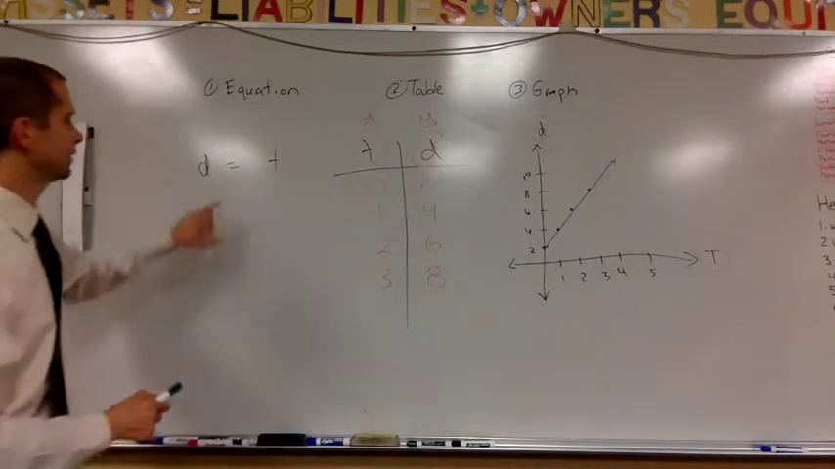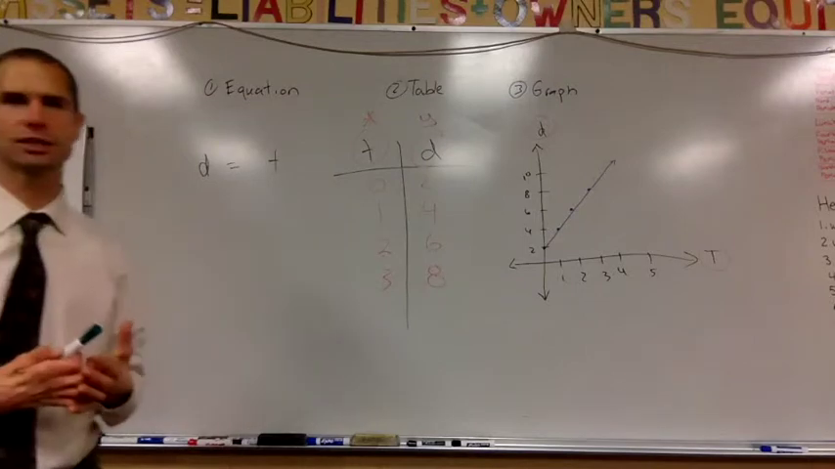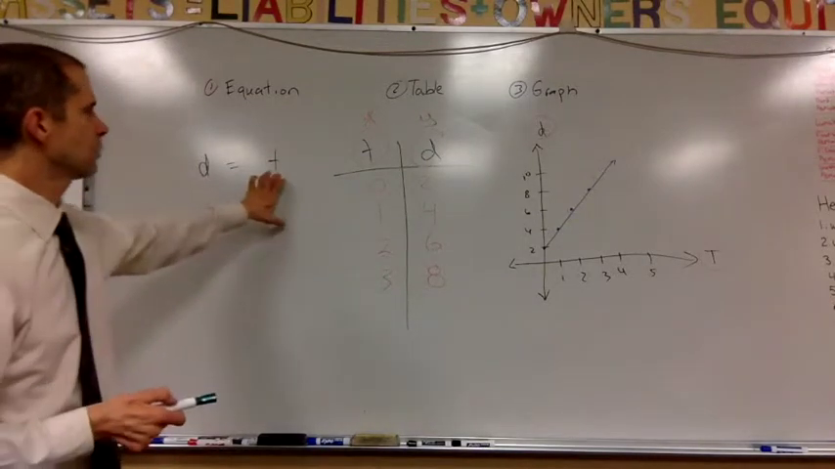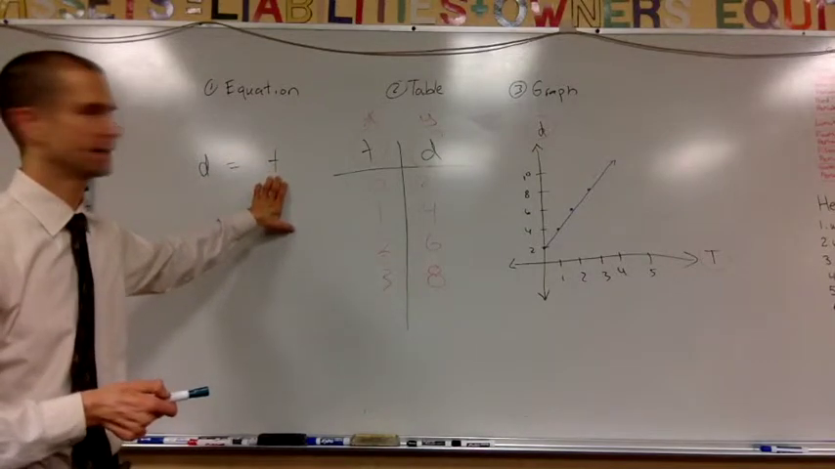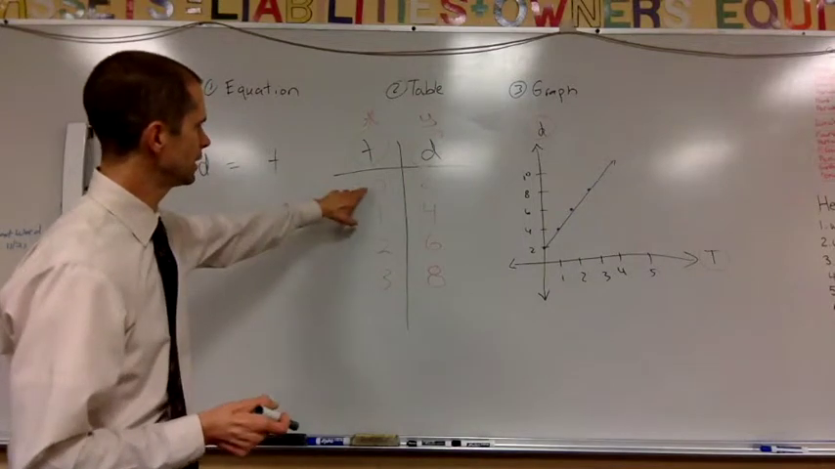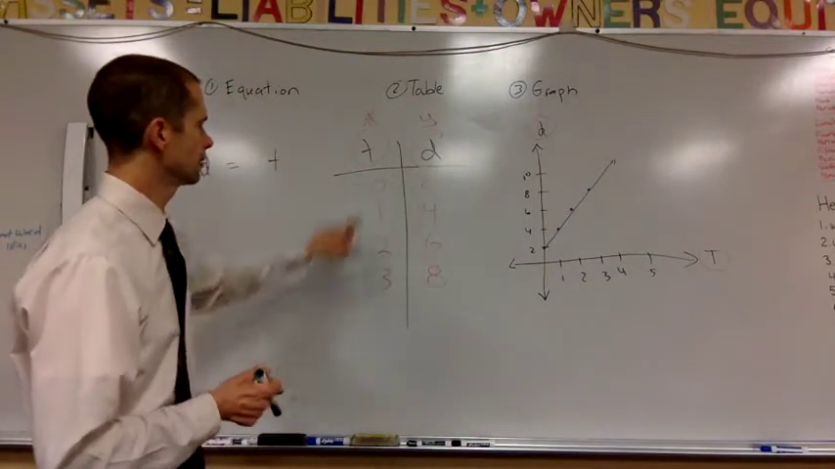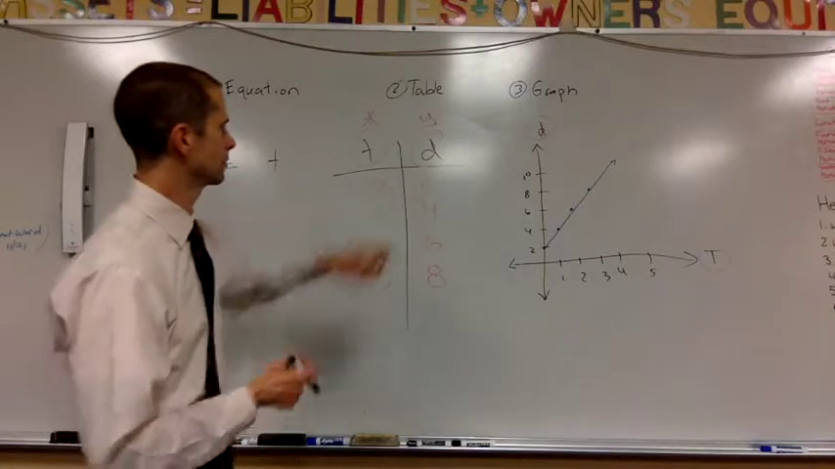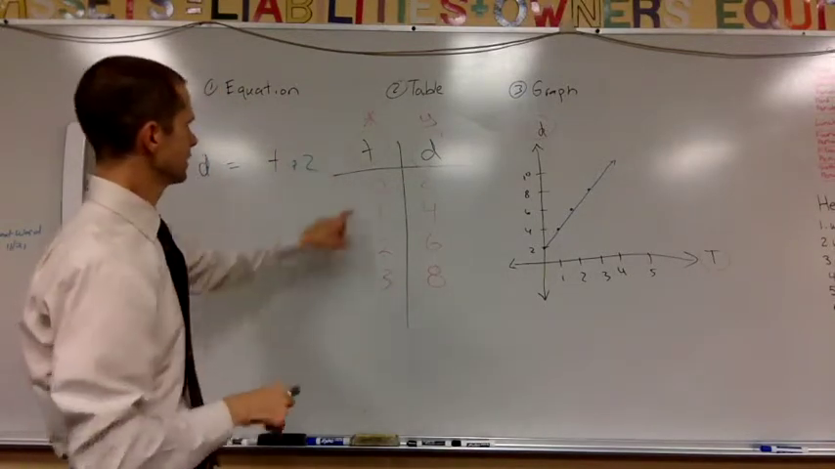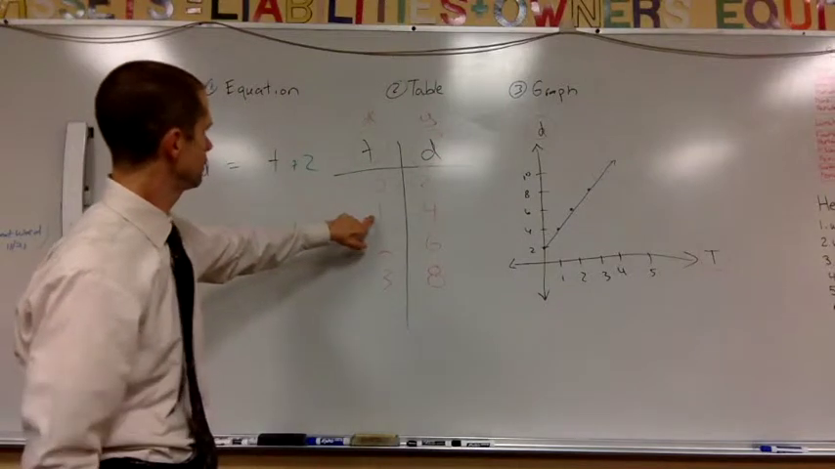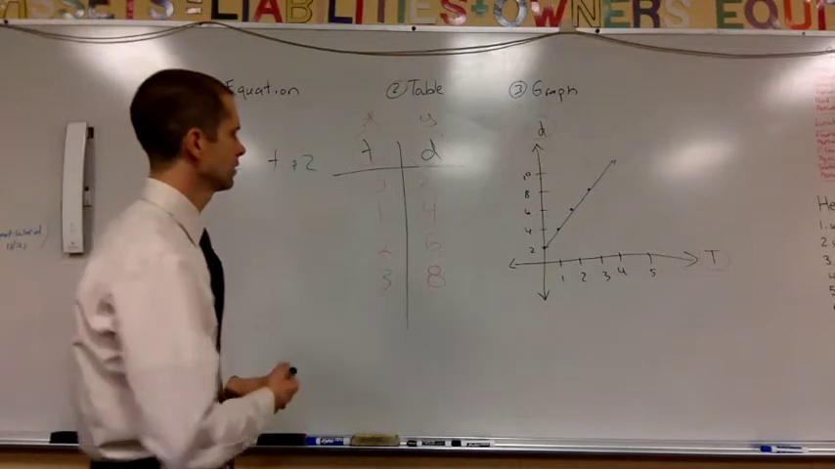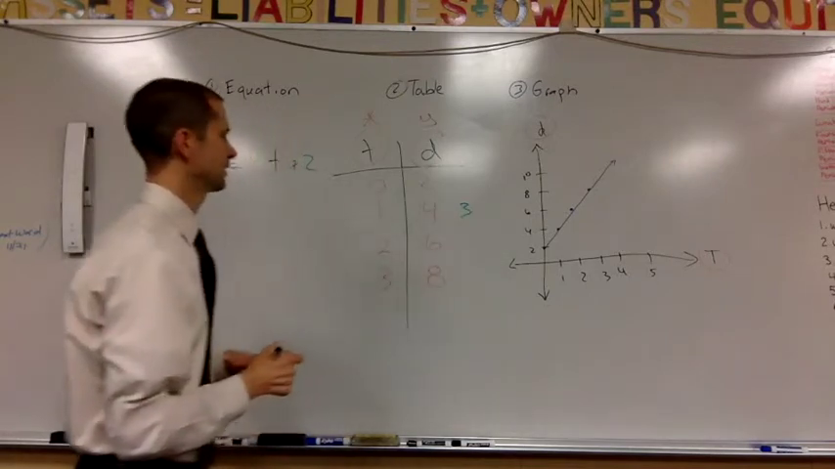Now, when we want to create our equation, again, we're looking for the relationship between t and d. We want to find d. What do we have to do to t to figure this out? So when we look at our table, our first thought might be, let's add 2, because 0 plus 2 equals 2. So let's try that. We add 2. We test it out now. 1 plus 2, that equals 3. That doesn't work.